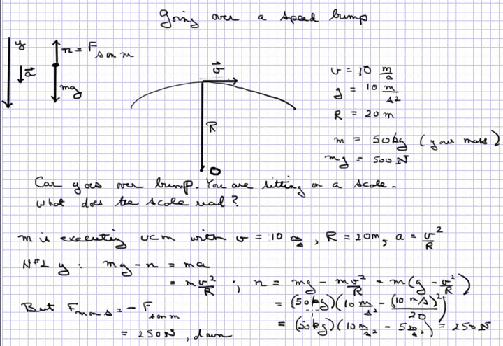50 kilograms times 10 meters per second squared, this is g, minus 10 meters per second, that's the linear speed, squared, divided by 20. This is 100. 100 divided by 20 is 5. And so inside the parentheses, you have 10 meters per second squared minus 5 meters per second squared, which gives you 5 meters per second squared, which means the reading on the scale is 250 newtons, half of your weight.